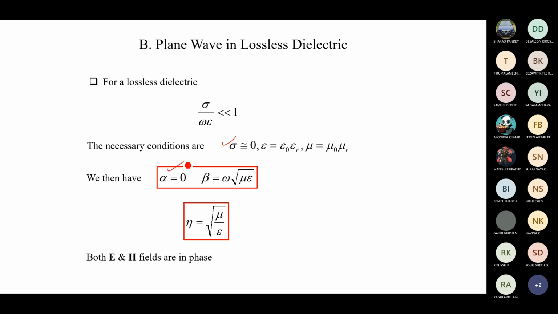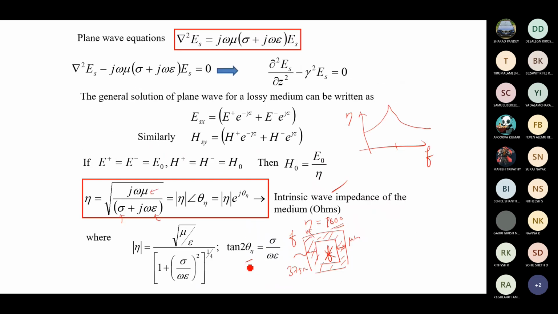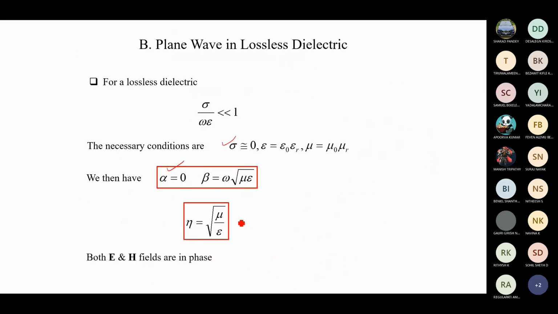In that case, you will get alpha equal to 0. Since alpha equals 0, the wave amplitude will not be affected by any means, so it keeps on traveling for infinite distance. But there will be a phase difference between these two. Since sigma is equal to 0, the loss tangent is also 0, and the phase term is also going to be 0.